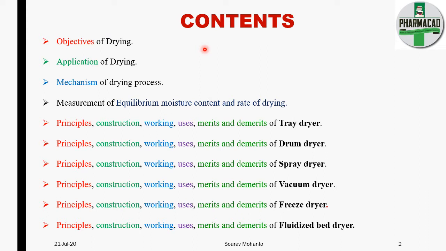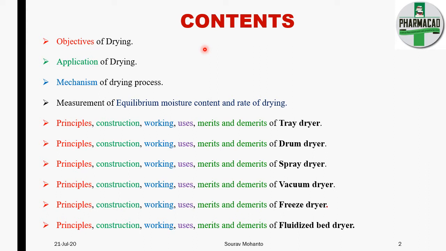On the first segment of this topic, we will be discussing the objectives of drying, why we usually perform the drying process in pharmaceutical industry. Then we will be talking about the various applications of drying process, then the mechanism of drying process, then how we can determine the equilibrium moisture content and what is rate of drying.